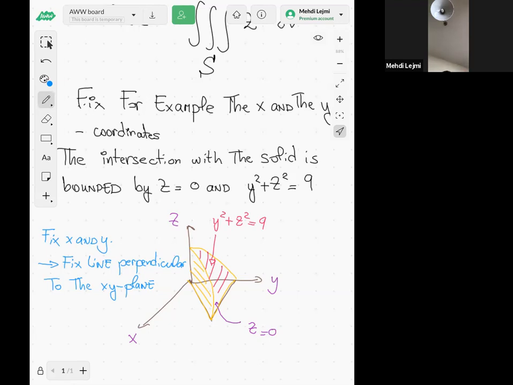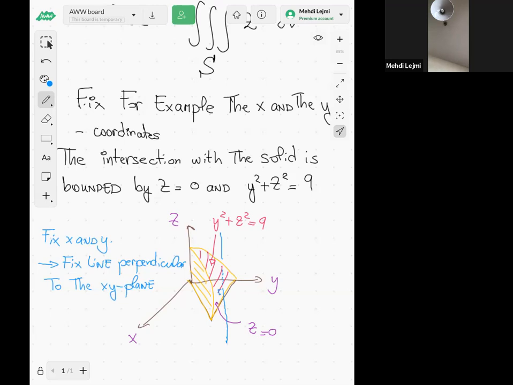Anyway, so here, let's say you decide to fix x and y. So we have to take this line which is perpendicular to the xy plane. So we have to take a random line which is perpendicular to the xy plane. I'm going to take this line here. See this blue line? It's supposed to be perpendicular to my horizontal plane, xy, right? Again, xy plane means the plane which contains the x-axis and the y-axis. So I'm taking this line.